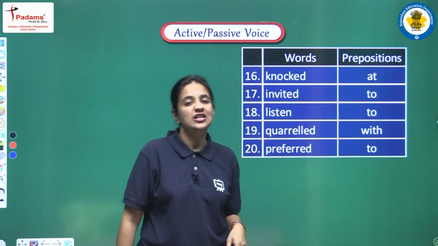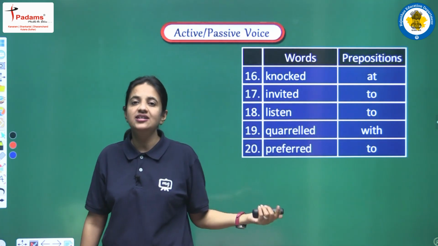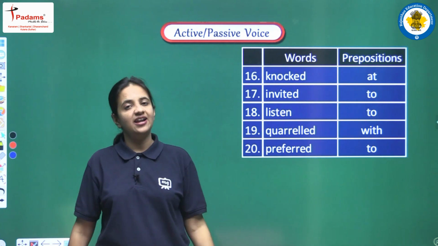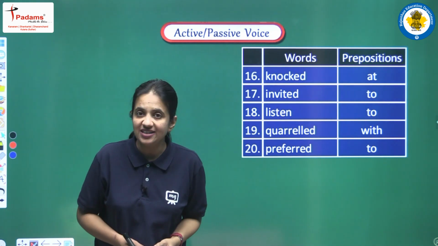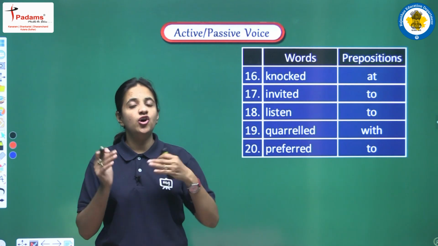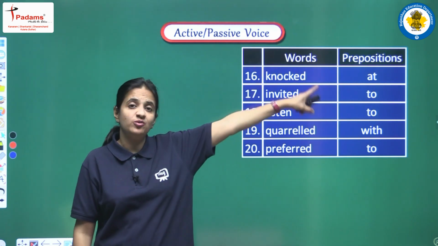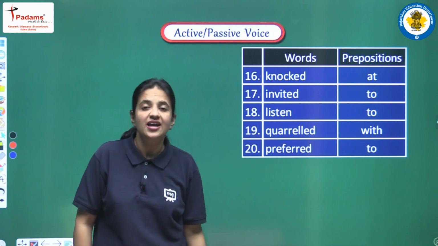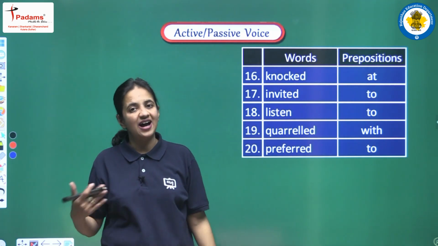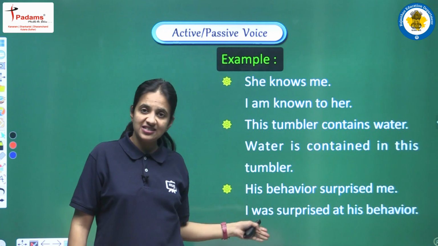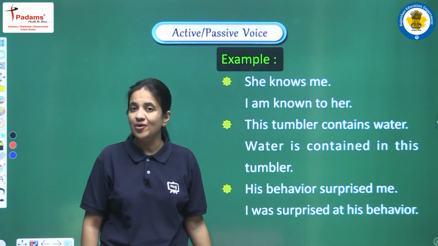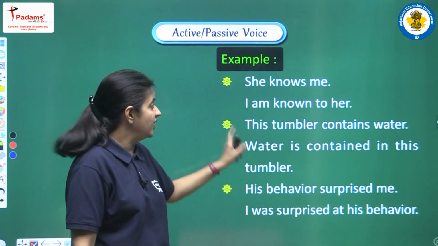Preferred to. So these are certain words, and when these words are there in our active voice, then while converting the sentence into the passive voice, we don't add by with the subject, but we have to add these prepositions as a conjunction, and after that we have to write our subject. So let's see some examples, and yes, you have to learn the table, right?